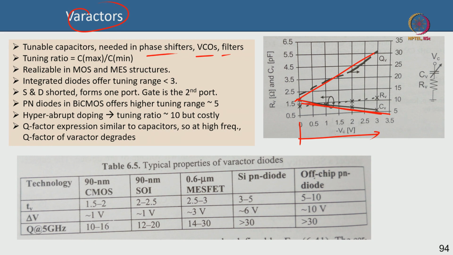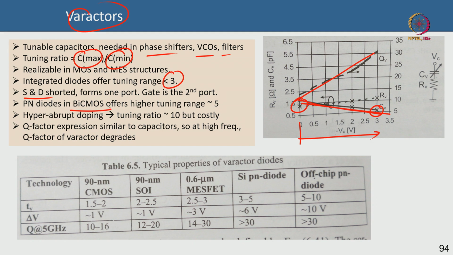And the tuning ratio is typically defined as the maximum capacitance that you get, which is maybe this, divided by the minimum capacitance, which may be this. So, that ratio is tuning ratio, and typically this tuning ratio is less than 3, not so much in a MOS or MS structure. So, again you short the source and drain and you basically use the gate as the second port.